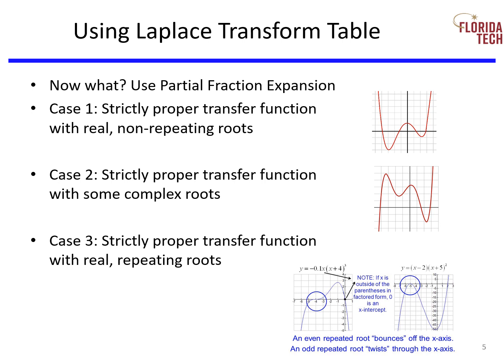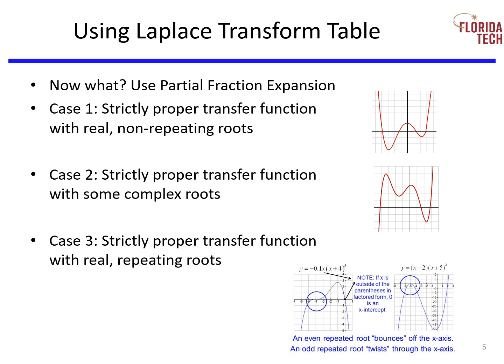It can also be called partial fraction decomposition. And there's 3 cases we'll examine in this course. Case 1 involves strictly proper transfer functions with real, non-repeating roots in the denominator. Physically, it means the number of x-axis crossings matches the degree of the denominator polynomial. Case 2 involves strictly proper transfer function with some complex roots. Physically, it means the number of x-axis crossings is less than the degree of the polynomial. The complex roots don't have x-axis crossings.